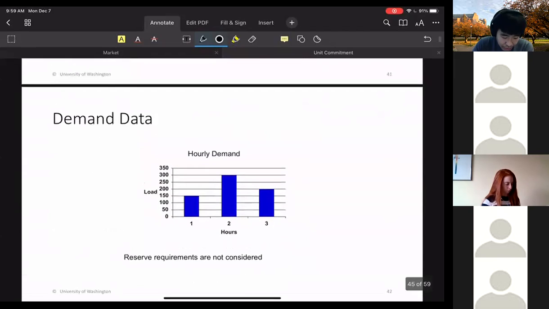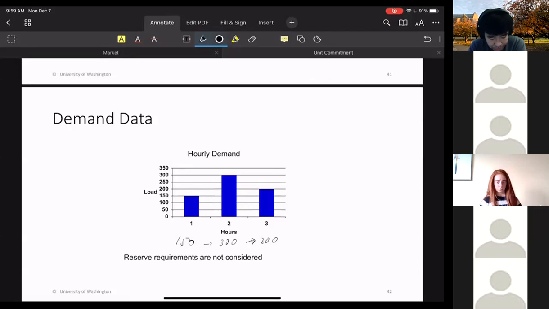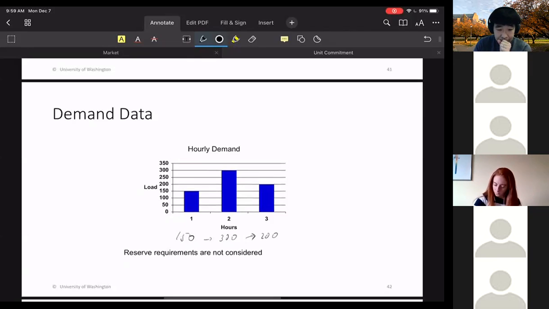And then we're going to look at a 3-hour hourly demand. So this is 150 going to 300 going to 200. So we have 3 hours and they have this kind of demand. Again, for unit commitment, even though the demand varies within an hour, our assumption will be we'll just assume everything within an hour is constant. So the demand changes from 150 to 300 to 200. So this is our demand.